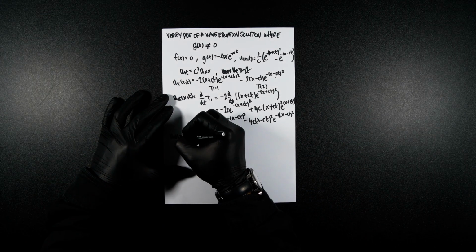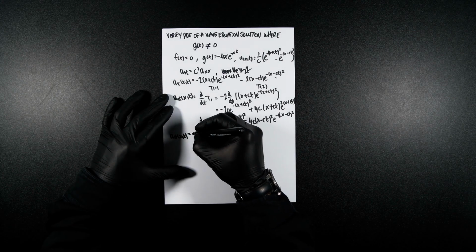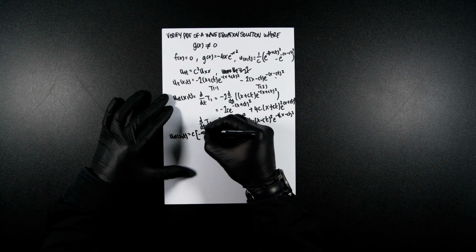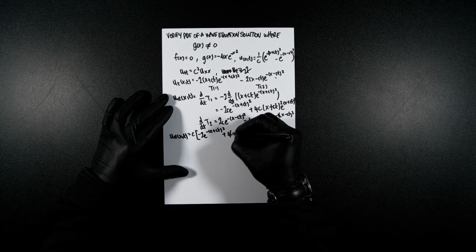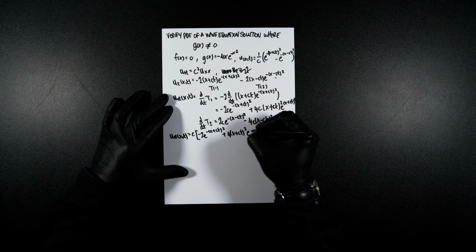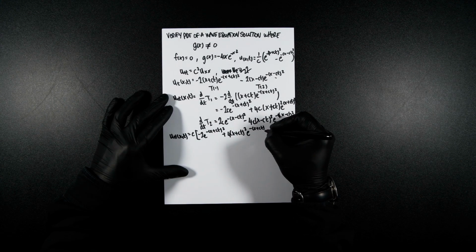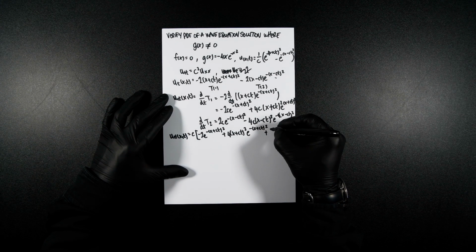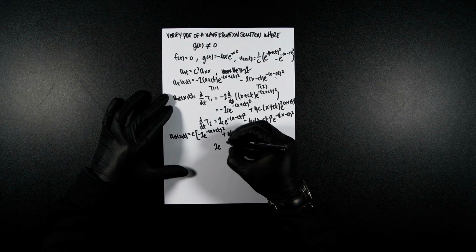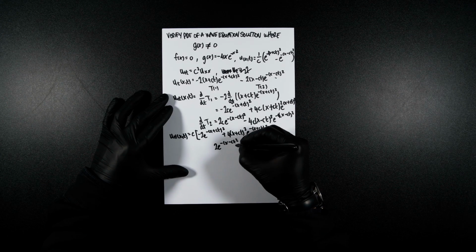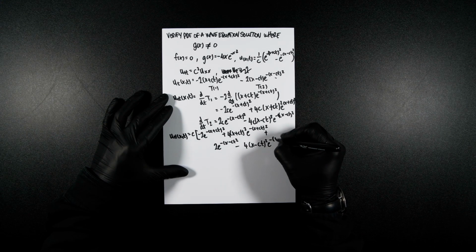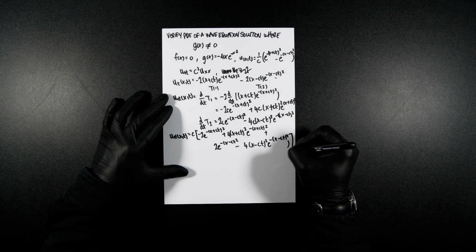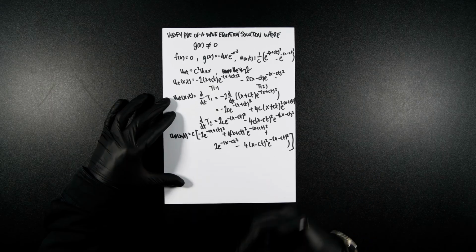So u_tt(x,t) is going to be pretty big actually. c, we've pulled out, times minus 2e to the minus (x plus ct) squared plus 4(x plus ct) squared e to the minus (x plus ct) squared, plus, let's start on another line, 2e to the minus (x minus ct) squared minus 4(x minus ct) squared e to the minus (x minus ct) squared. So that is u_tt.